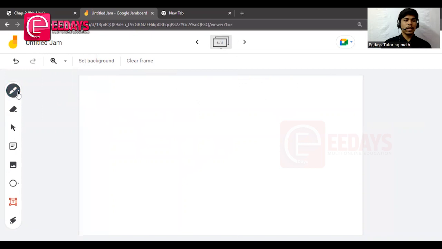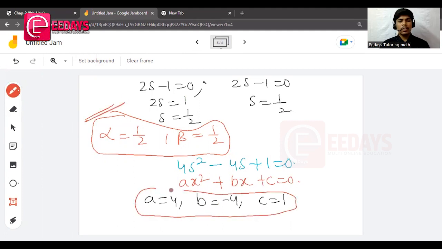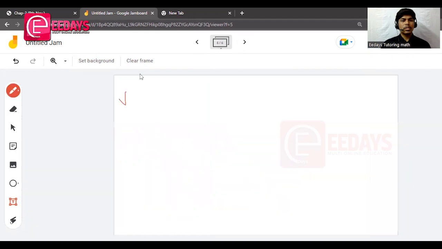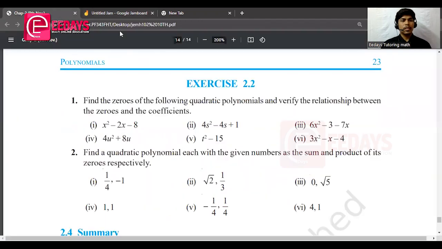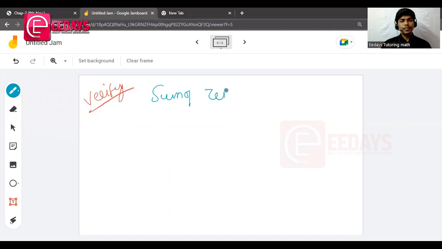Now do the verification part. Why are we coming to the verification part? Because we already got the alpha beta values and also the ABC values. So you just do the verification. How to verify? Let's write the sum of zeros. Sum of zeros, that is alpha plus beta is equal to minus b by a.